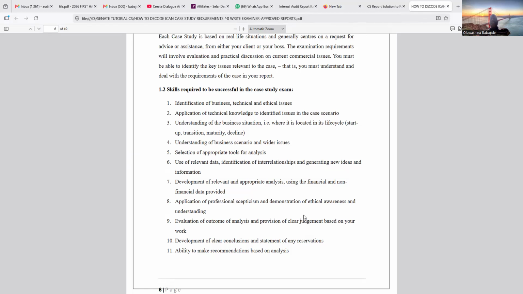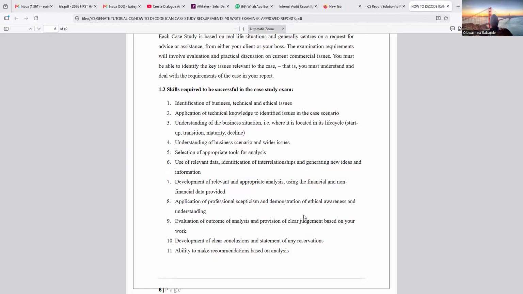So that is why there's a place, a structure in your report that must have what? A professional skepticism. Because they can't give you 100% perfect information. No, they can't. So you need to raise your professional skepticism.